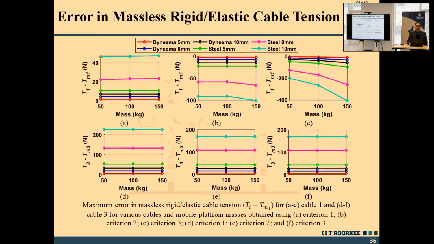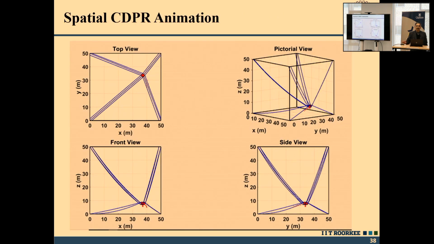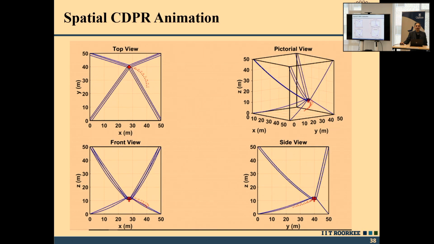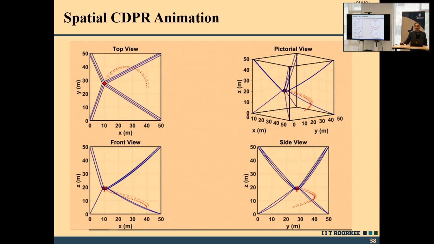Then here we looked at the massless rigid elastic cable tension, how much error is going to be. Of course, we took various types of cables, basically Dyneema 5 mm, Dyneema 8 mm, Dyneema 10 mm and all. And then we tried to look at an alternative to the catenary cable model, basically. What could be done on that, and then we carried out this spatial cable driven parallel robot animation for a circular trajectory here from the top.